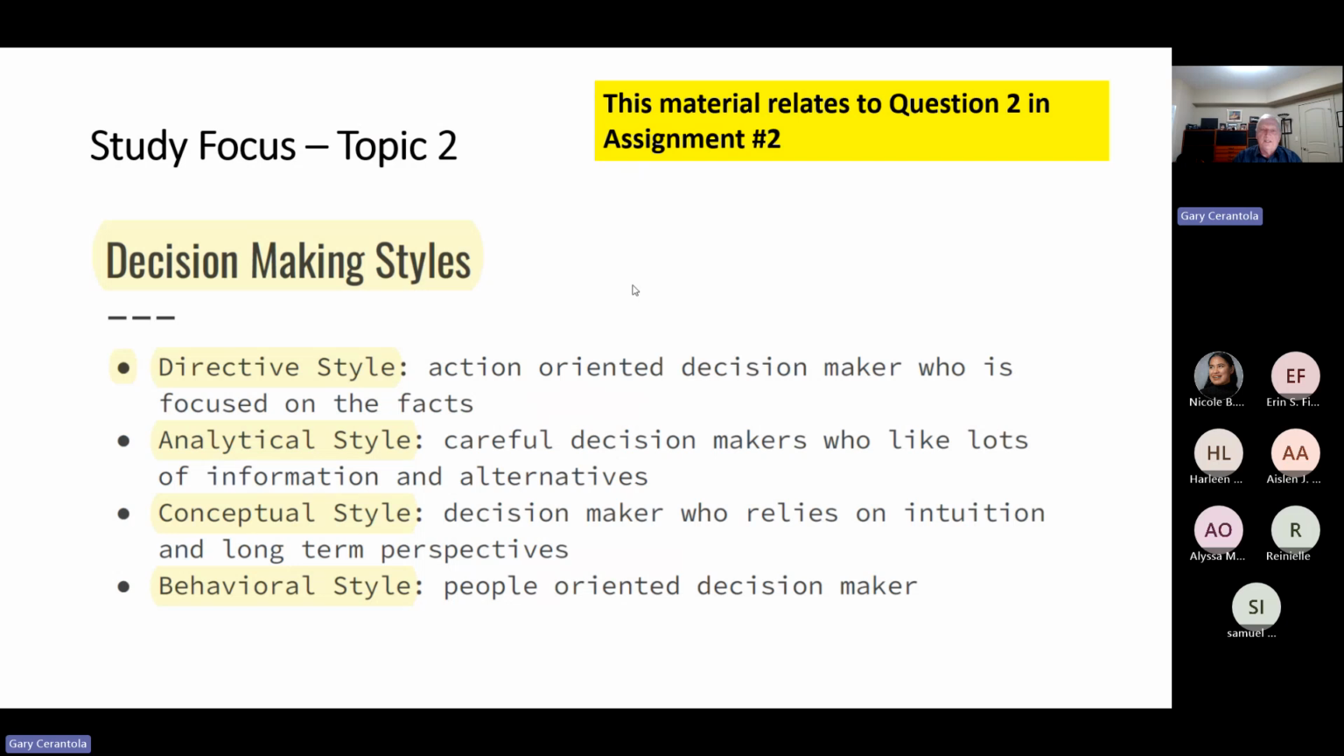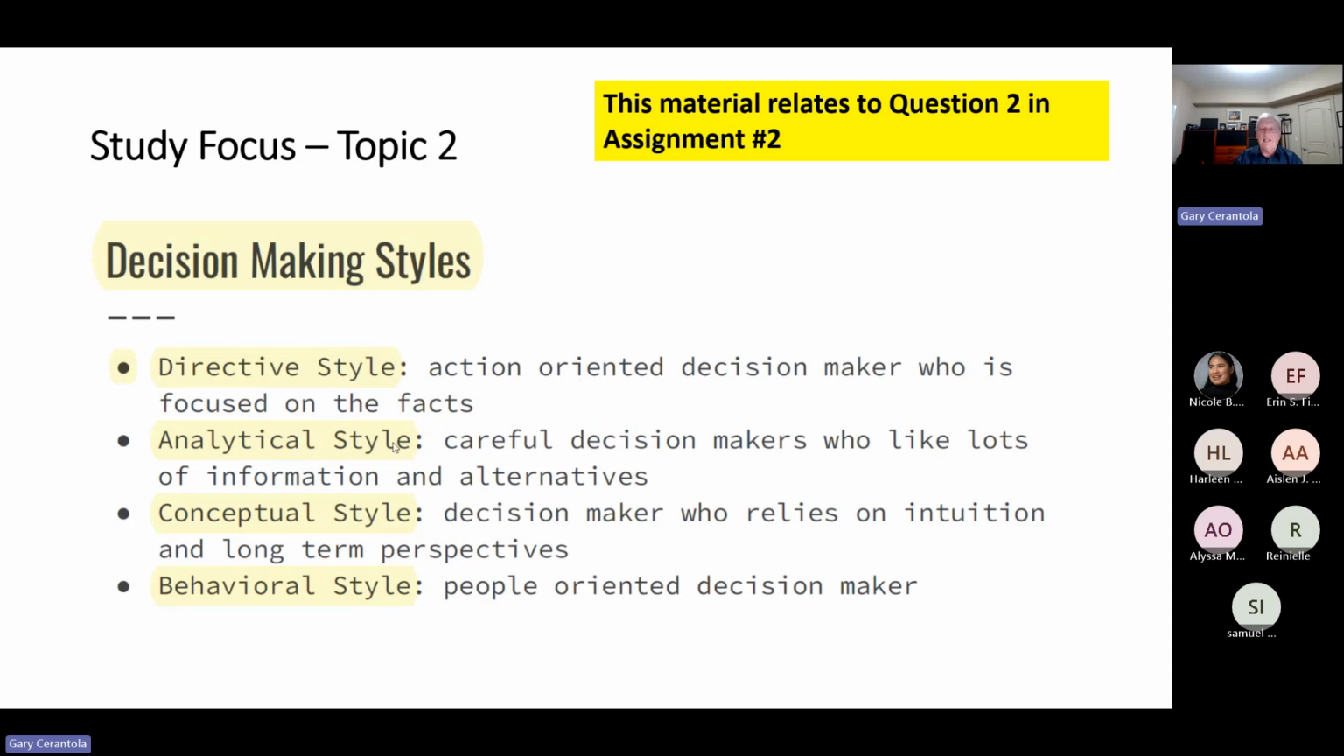Okay. All right. So this material now relates to question 2 and assignment 2. And so you should really lock in on what this is all about, because you're going to be asked, well, what's your decision-making style? And I'd like you to use these terms. Well, my style is directive style. And why? Well, it's action oriented. I'm a make-it-happen decision maker who's focused on the facts, right?